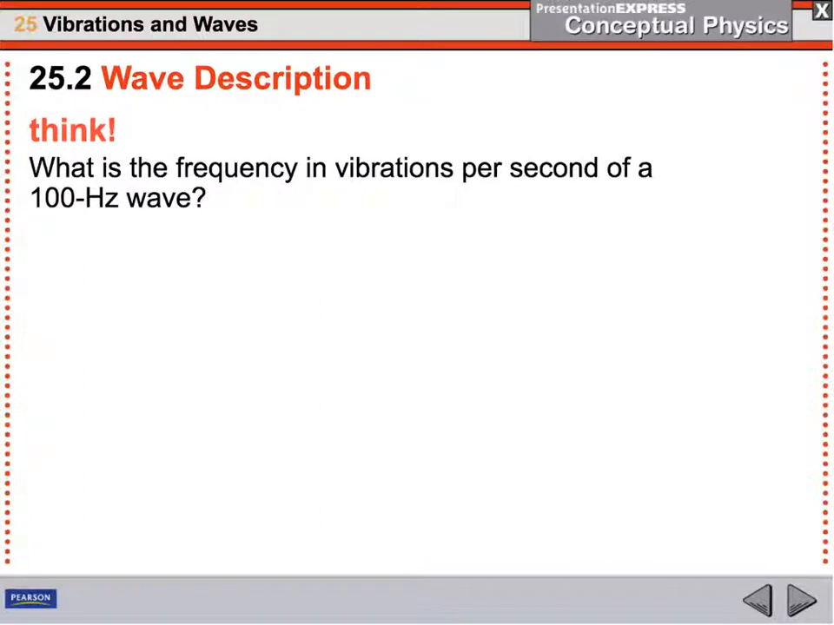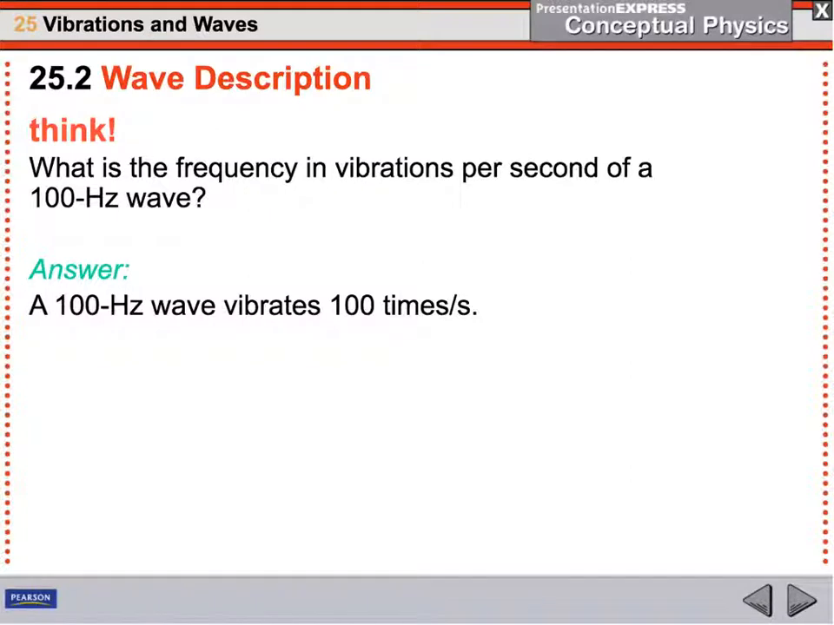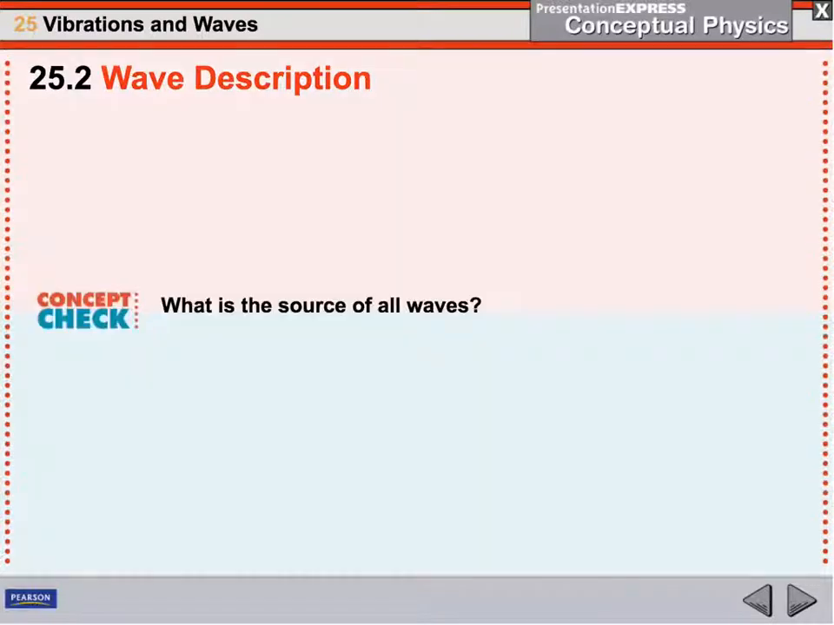What is the frequency in vibrations per second of a 100 Hz wave? A 100 Hz wave vibrates 100 times every second. Again, what is the source of all waves?